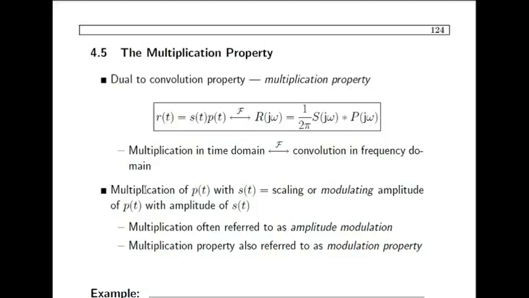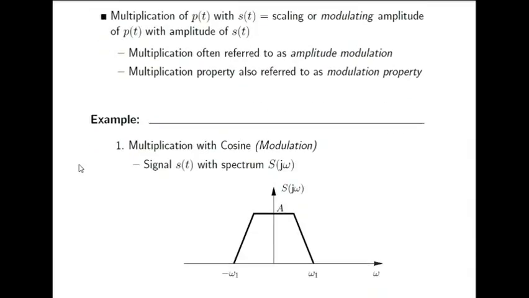So multiplication of p(t) with s(t) is called scaling or modulating the amplitude of p(t) with the amplitude of s(t), and multiplication is often referred to as amplitude multiplication because we can multiply two signals just to modulate the amplitude of a particular signal. This multiplication property is also referred to as the modulation property. Okay, so now let's see some examples.